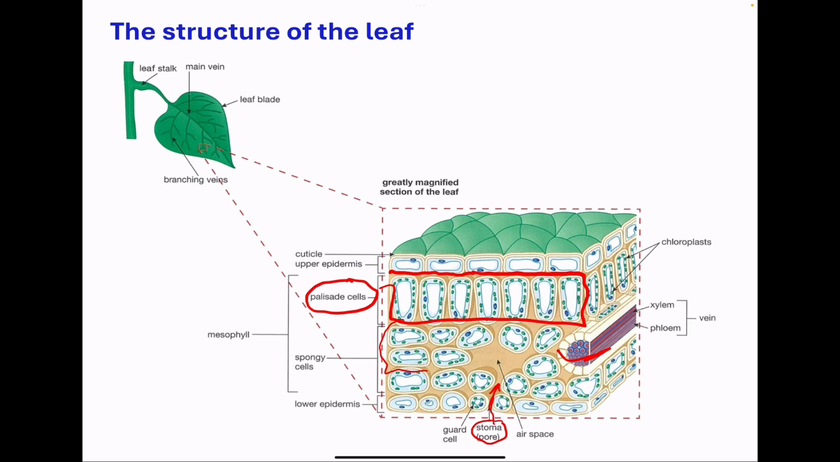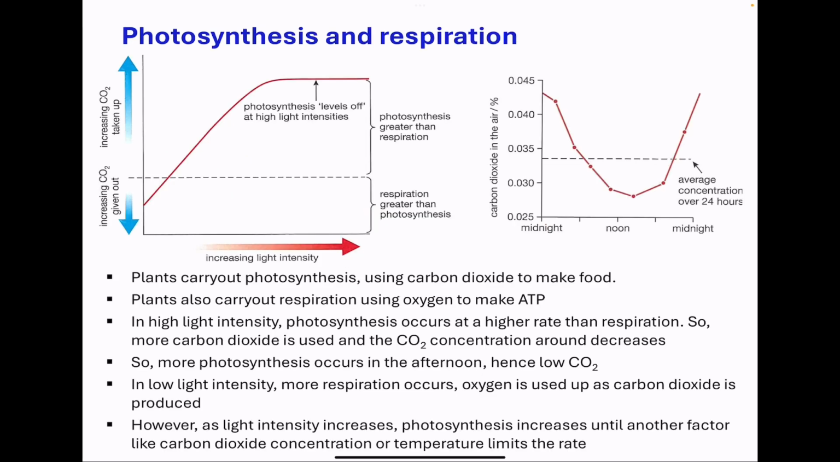And then we go to the xylem and phloem vessels. The xylem are vessels that transport water and mineral ions from the soil through the roots to the stems and finally to the leaves in the transpiration stream. And the phloem, these transport products of photosynthesis away from the leaves towards other parts of the plant for use or for storage. Next, we go to photosynthesis and respiration.